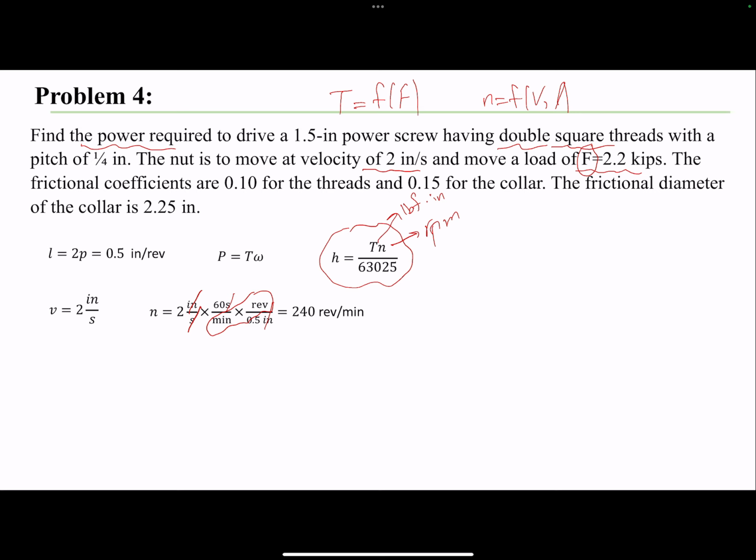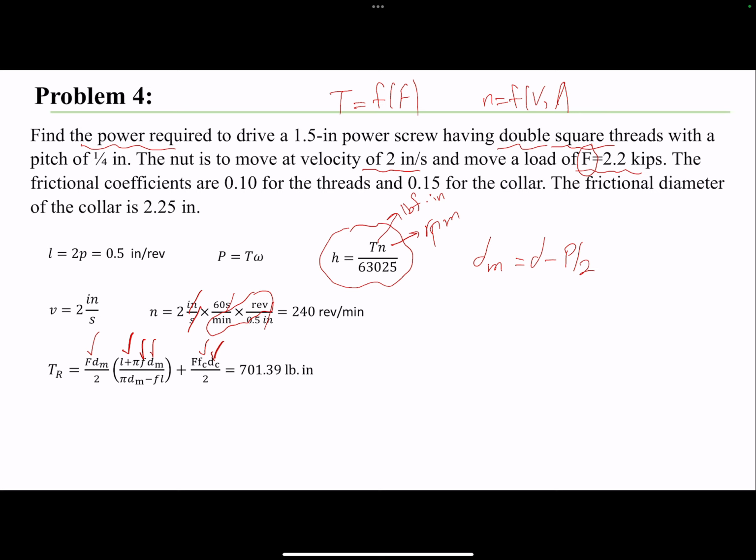So I found one of the unknowns. I need to find the torque. If I have the clamping force, I have the property of my thread, which is a square thread. I can find dm. dm would be simply the major diameter minus half of the pitch. The rest of the values are given to me, like the coefficients of friction, like the collar diameter, like the lead, and I can find the torque.